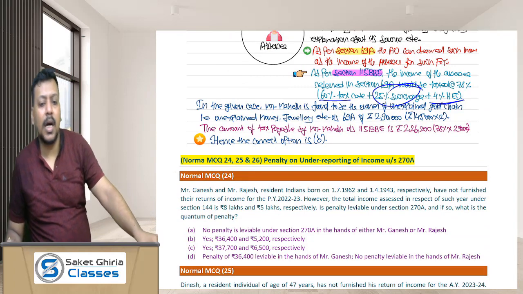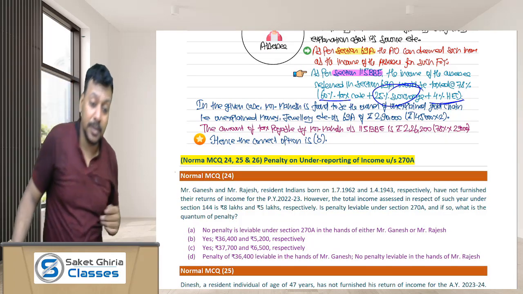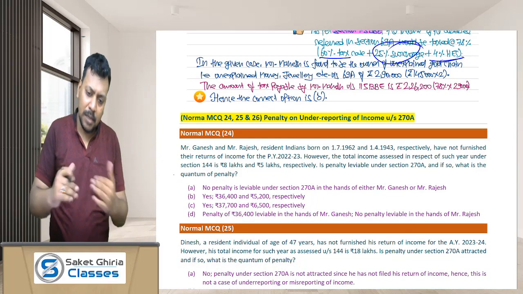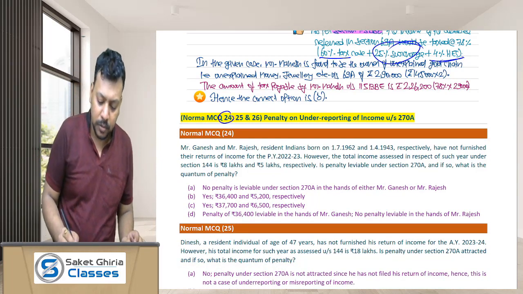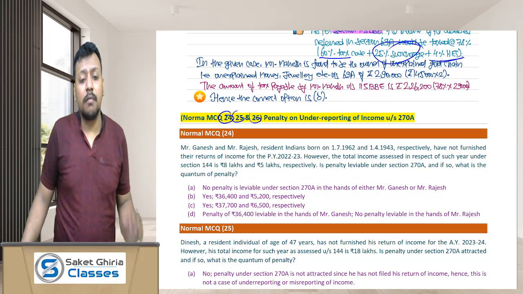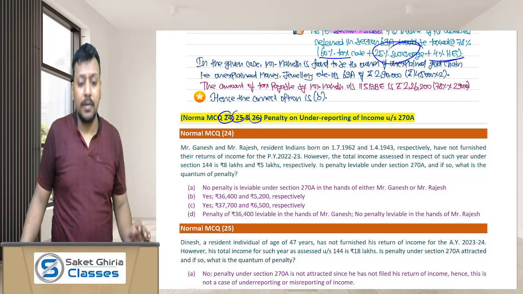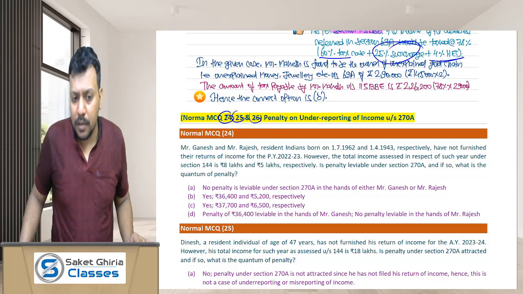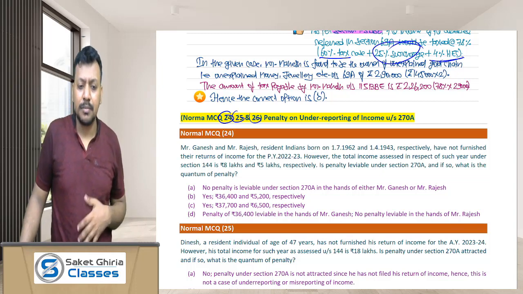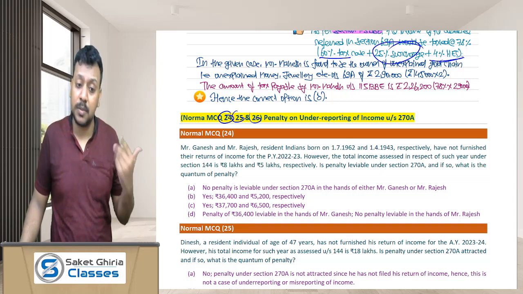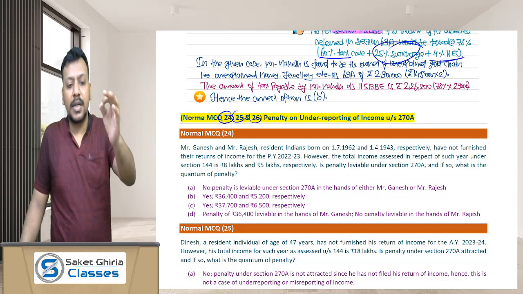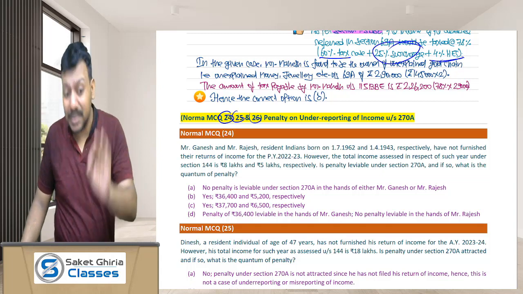Moving further quickly, penalty on underreporting of income under section 270. Dear friends, there are various cases of penalties on underreporting of income, but in all these MCQs, that is 24, 25 and 26, only one concept is being given, which is when the assessee does not file its return of income. So dear, when the assessee has not filed his ITR, the best judgment assessment can be done under section 144. Let's say the income assessed under the best judgment assessment is more than the basic exemption limit.